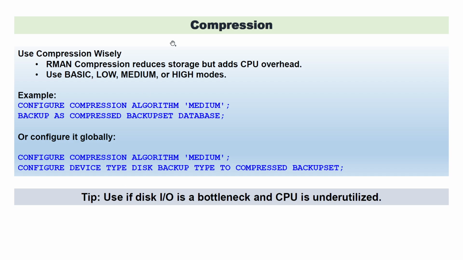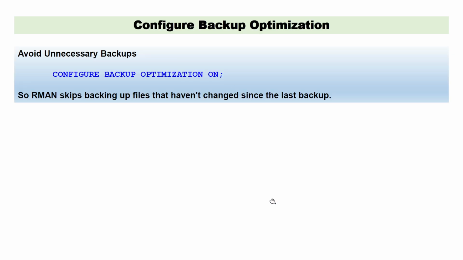Now remember, use the compression when the disk IO is the bottleneck, because when you use the compression, the backup output will be smaller. However, remember, CPU will be used. So only if the CPU is underutilized, try to enable the compression.